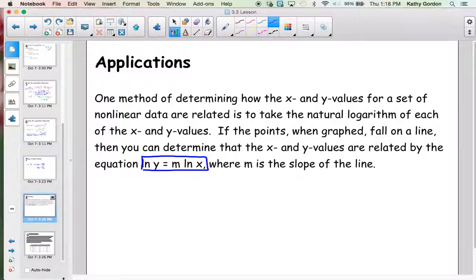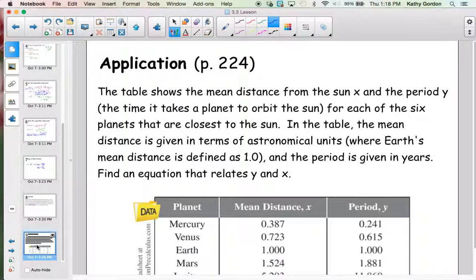Now, there's a lot of different ways to do that. We talk about regression a lot. That's one way. But sometimes regression doesn't always work, or we don't have the type of regression we need in our calculator. So this is another option. So here's a particular example.